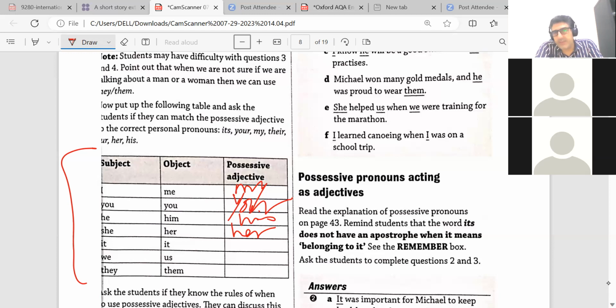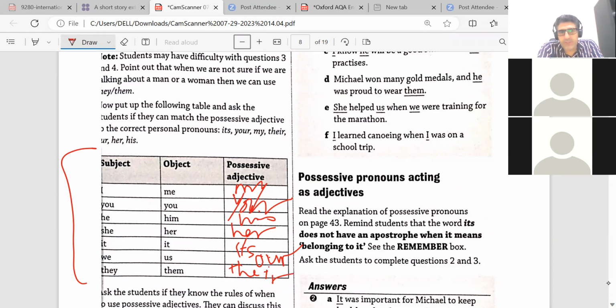Yes, I'll explain it in the next grammar point. So it. It's with apostrophe or without? Without apostrophe. There is no possessive adjective ITS with an apostrophe. Exactly, without apostrophe. We, us, our. They, them, their. Yes.